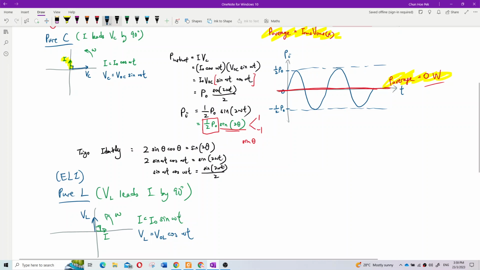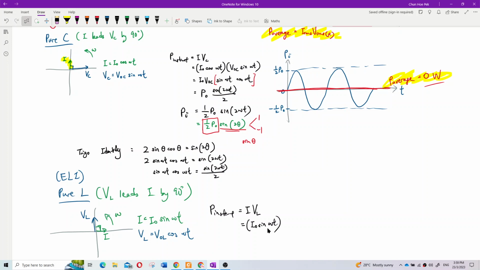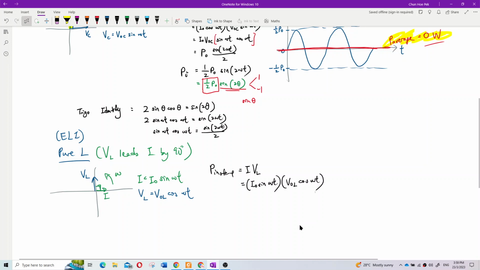Now let's calculate the instantaneous power. Instantaneous power is I V_L. Just now it was I V_C, now it is I V_L. Current is I naught sine omega t, and V_L is V naught L cos omega t. Correct? In the end, you get the same as the capacitor: I naught V naught L sine omega t cos omega t.